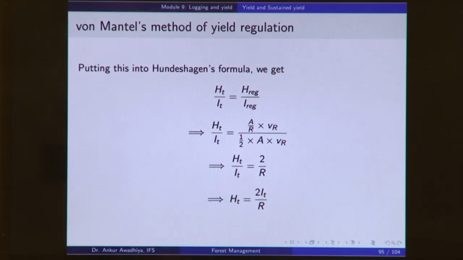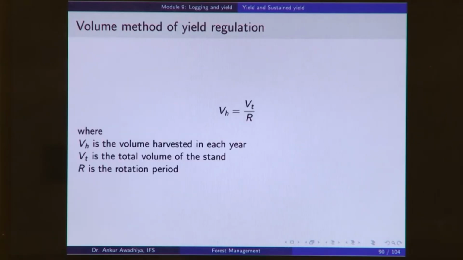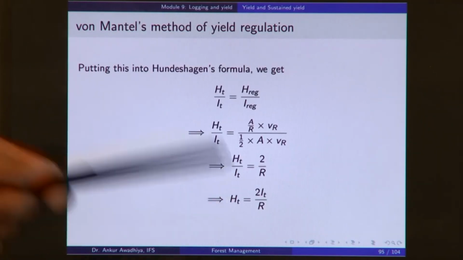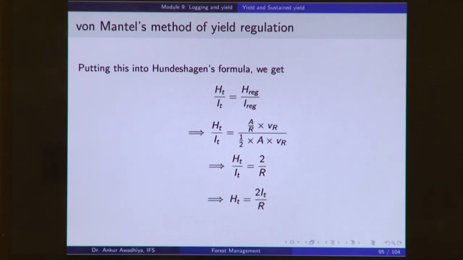So, this is the formula given by von Mantel, which tells us the amount of harvesting that we can do in a sustained manner. That will be given by 2 times the growing stock divided by the rotation period. So, this is different from what we had seen in the volume method. Now, in the volume approximation, we said the amount that can be harvested every year is the growing stock divided by R, but here we are saying that it is actually 2 times the growing stock divided by R. Now, why are we getting this 2 times? Because this forest is not a static forest and each section is putting up increments.